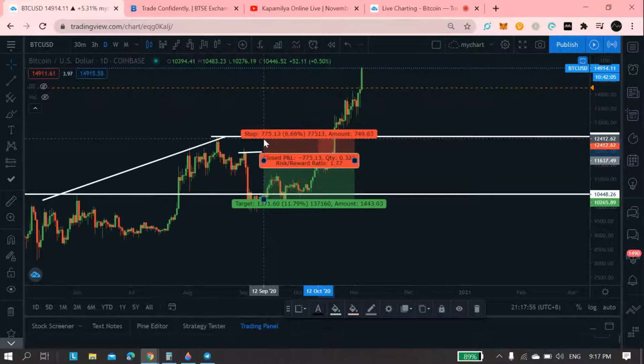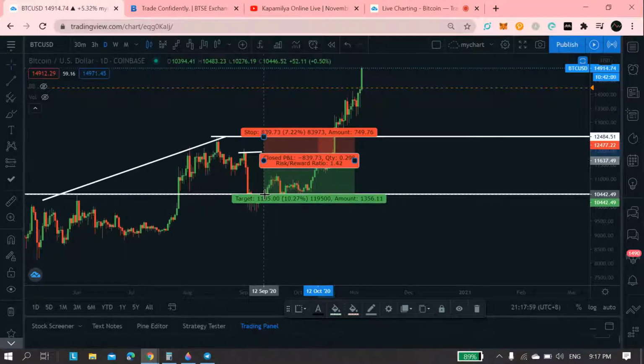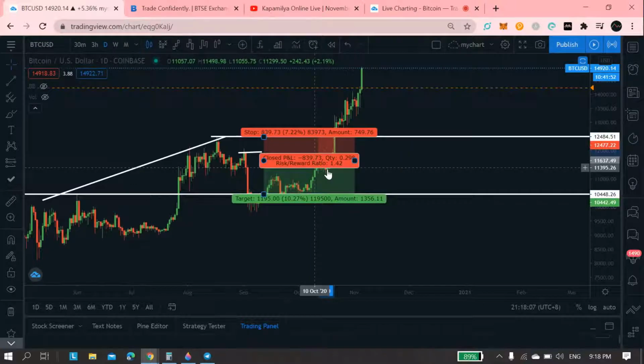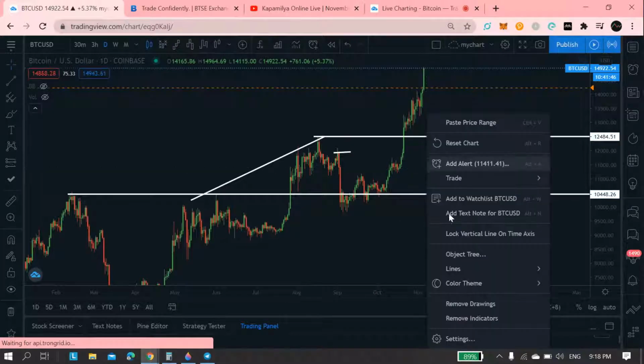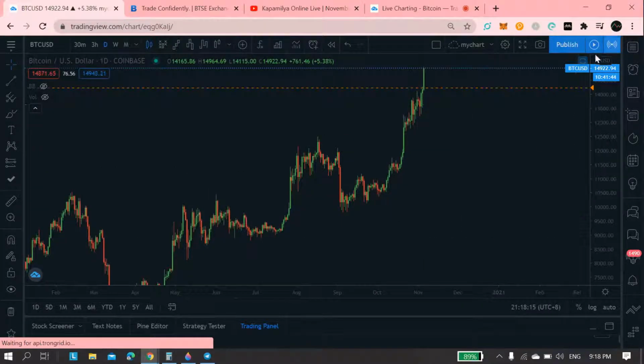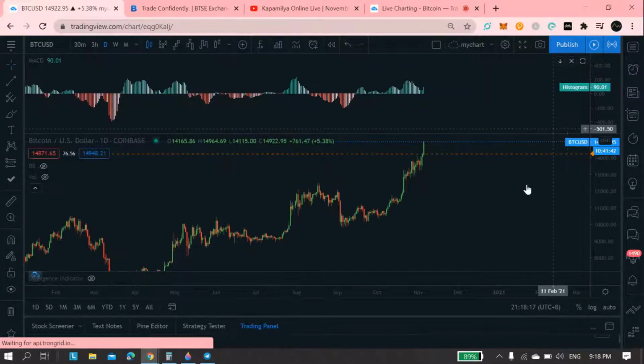This will be my stop loss, and this will be my TP area. So that is just a risk reward ratio of 1.42. Possibly I will not enter this kind of trade, so I'll just wait for another, more rewarding transaction or trade.